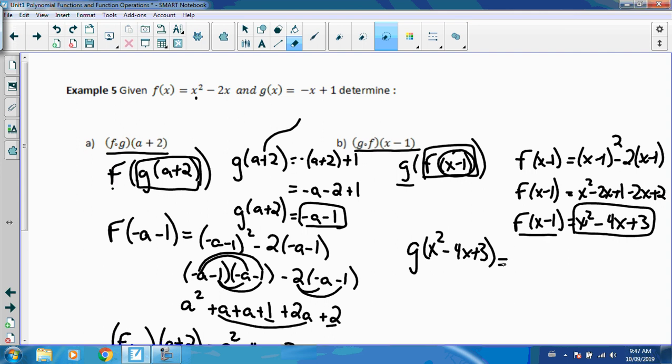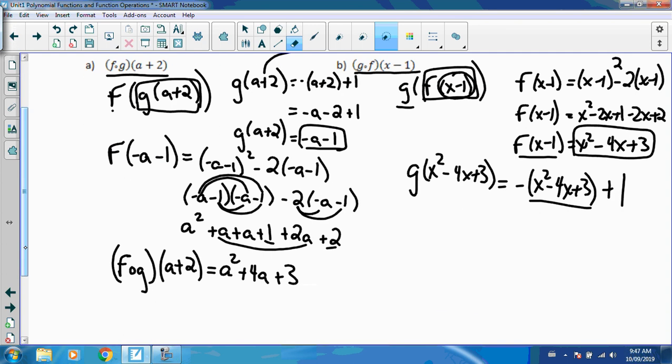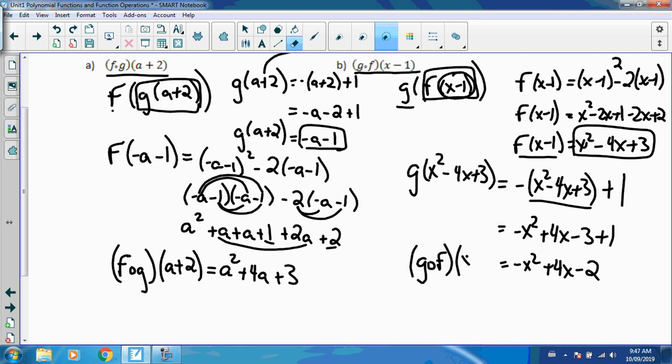Well, that would be, using the g function, negative x, which is this trinomial, plus 1, right? It's negative x plus 1. Negative, this is our x, plus 1. So that negative sign is going to flip all these signs. Negative x squared plus 4x minus 3 plus 1 is negative x squared plus 4x minus 2. So hopefully that's what you got for the g of f of x minus 1.